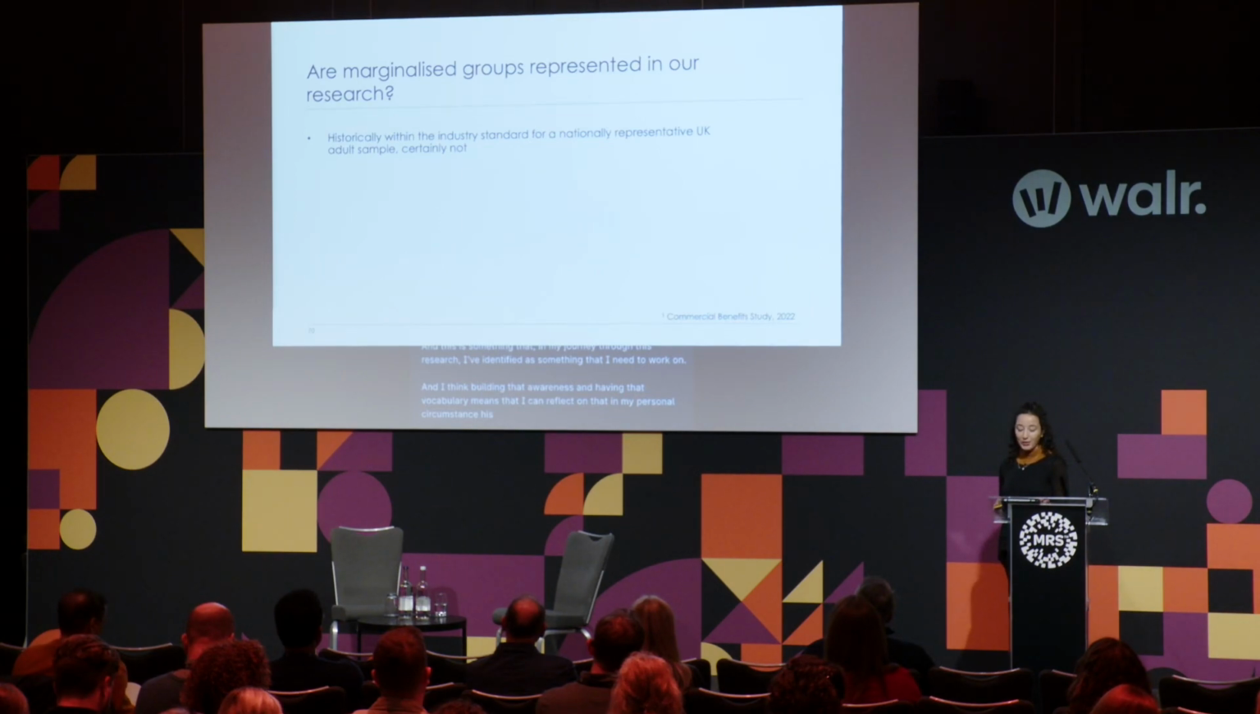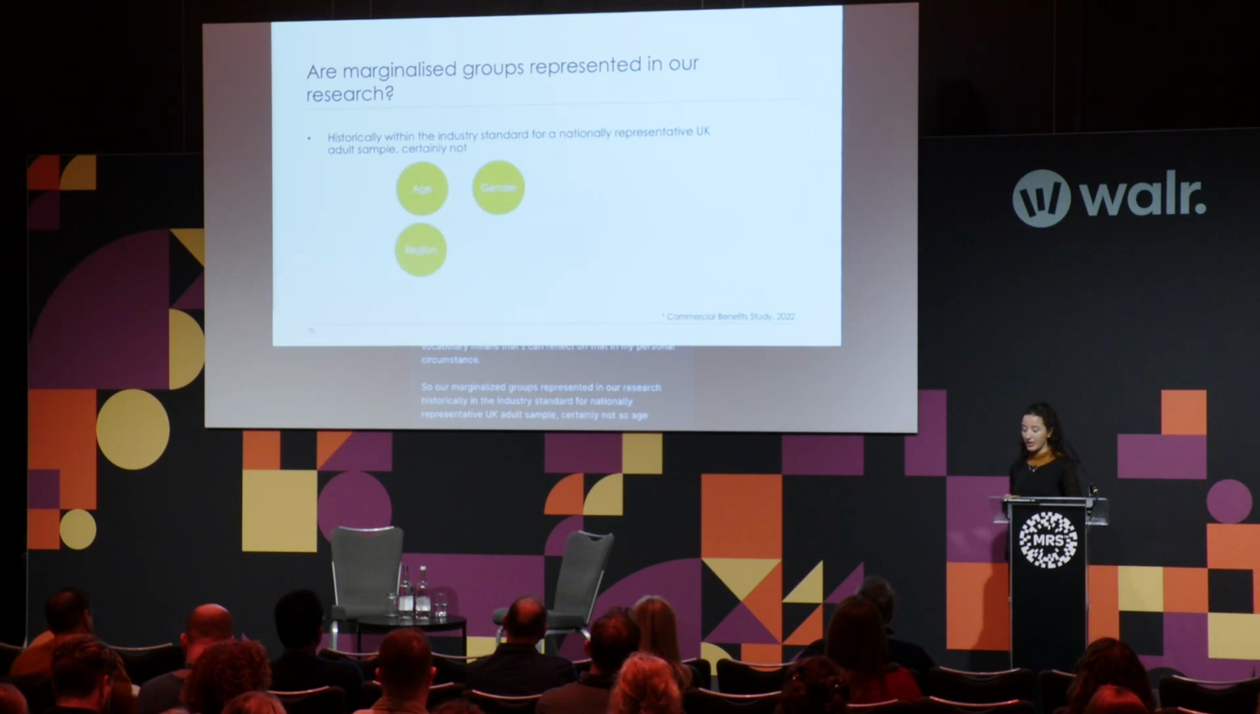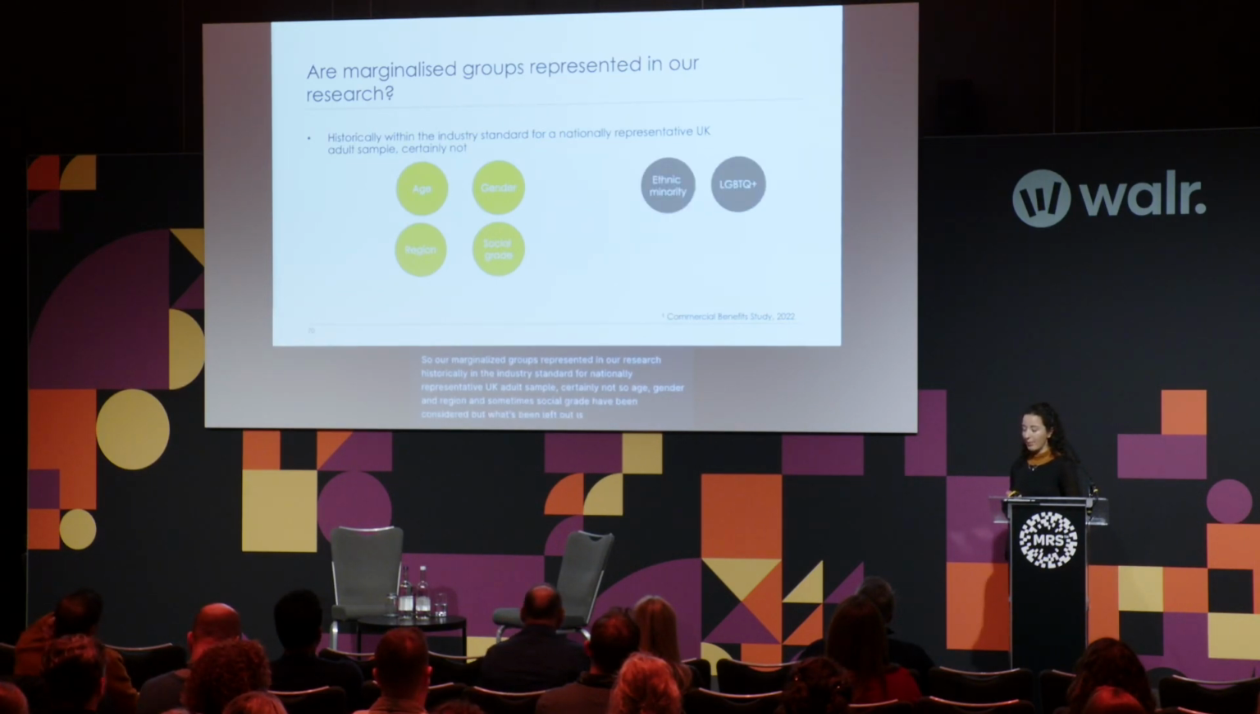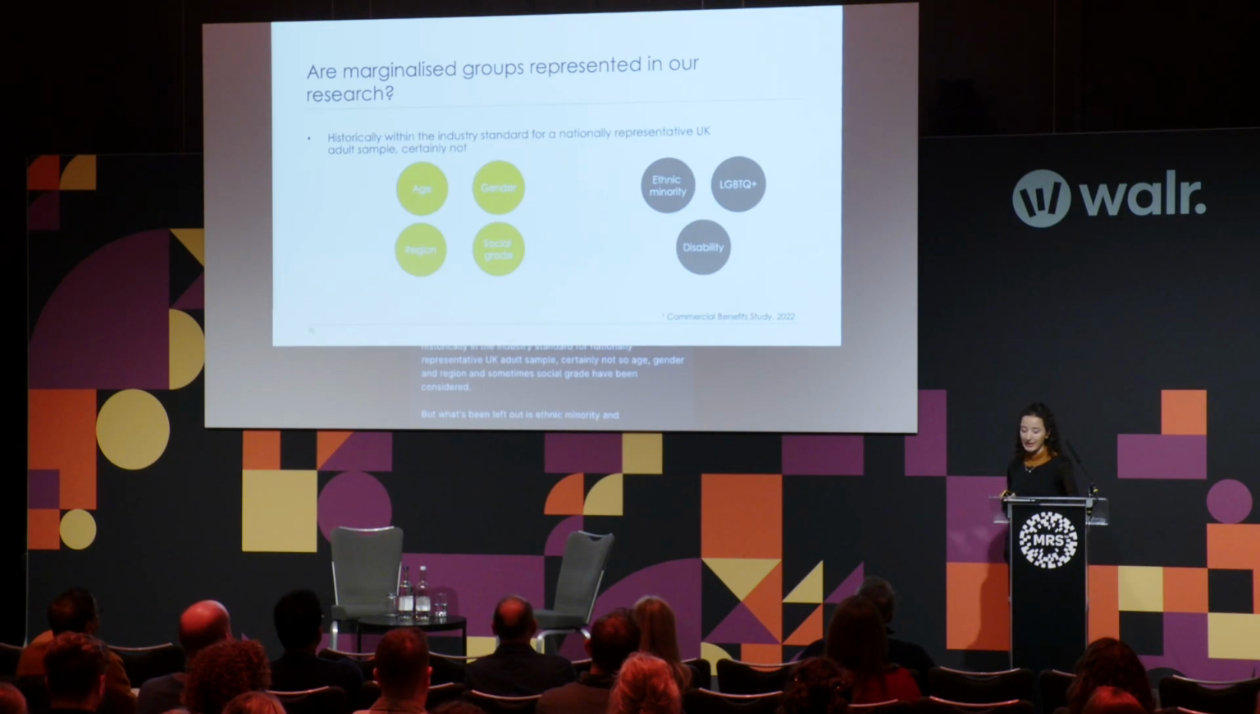So are marginalised groups represented in our research? Historically, in the industry standard for nationally representative UK adult sample, certainly not. Age, gender, region, and sometimes social grade have been considered, but what's been left out is ethnic minority, sexual orientation, and disability. That in total overlooks about 30% of the population and fails to tap into their unique views and experiences.